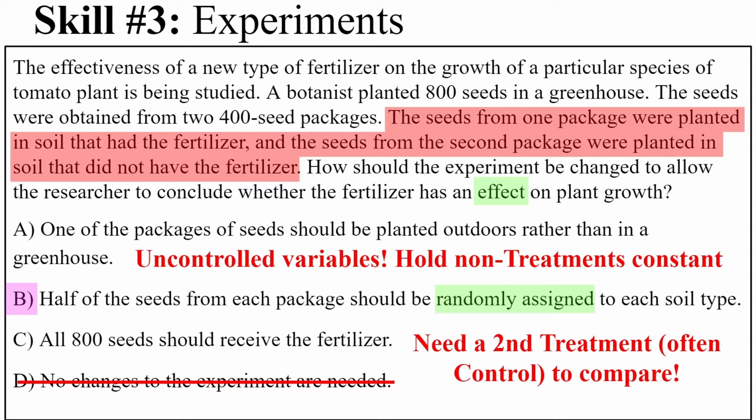C is wrong because, as we talked about, if you only give one treatment, how are you going to compare? How are you going to conclude cause and effect? You have nothing to compare it to. You need some other group to serve as a baseline, whether you do nothing to it or you use what's commonly being used in that situation. For example, maybe they could just go buy some old fertilizer from the store, whatever's run of the mill.